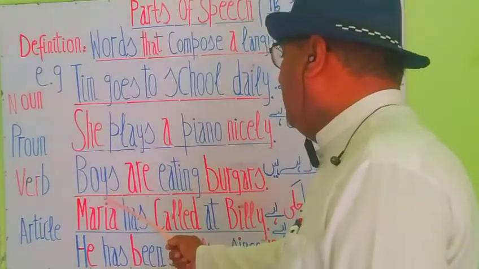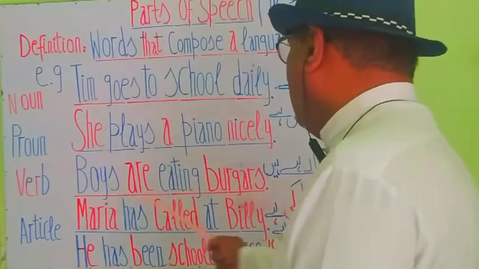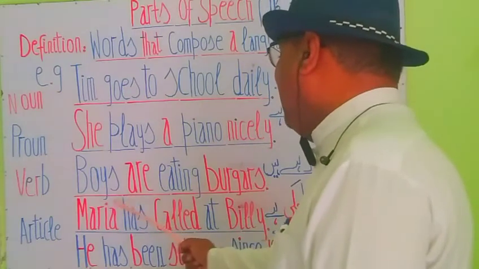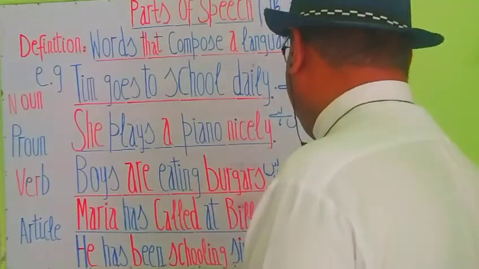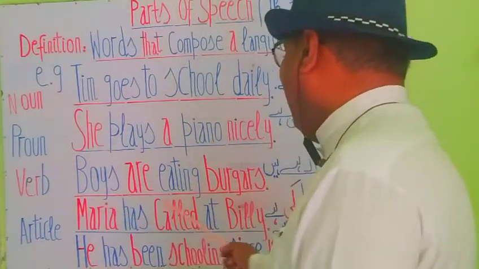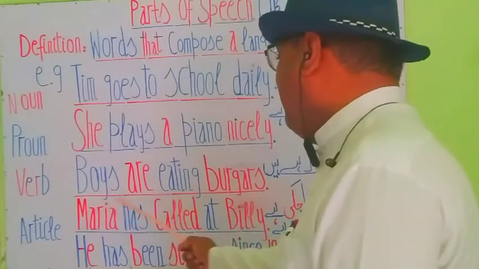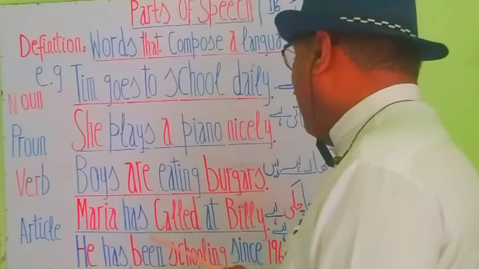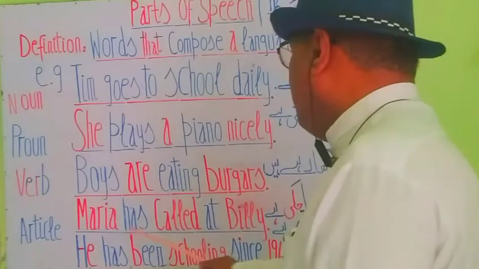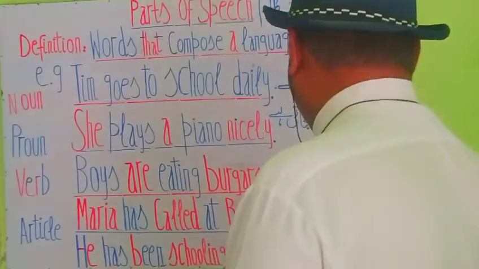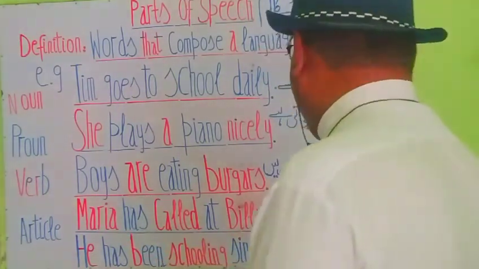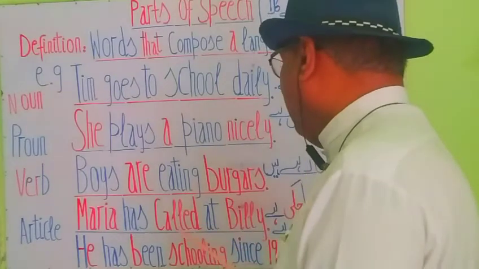And next is boys are eating burgers. लड़के बर्गर खा रहे हैं. And next is Maria has called at Billy. Maria बिली से मिलने जा चुकी है.